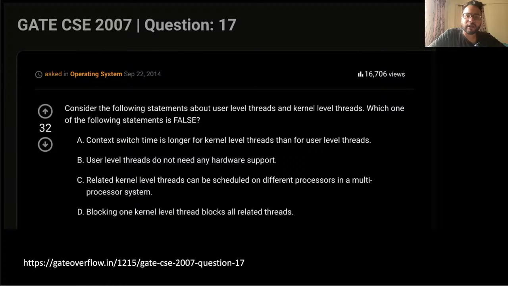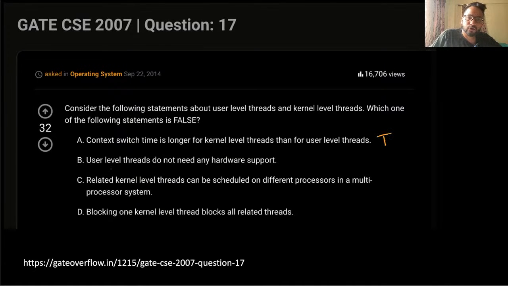Okay, moving further, can you solve this question? Consider the following statements about the user level thread and the kernel level thread. Which one of the following is false? Context switch time is longer for the kernel level threads than for user level threads. What do you think? I think that is true, right?